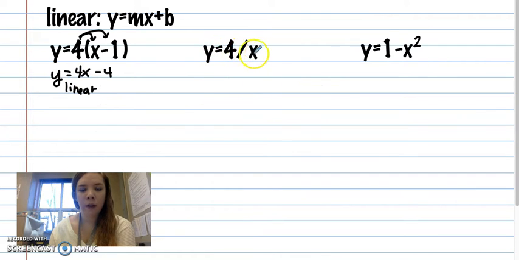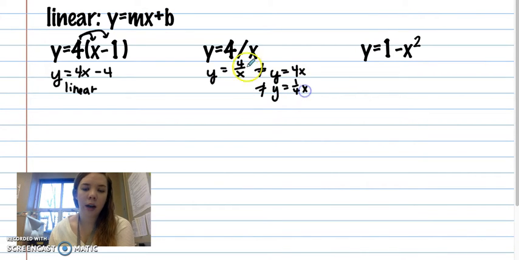Here we have y equals 4 divided by x, like that. This cannot be written in this way, okay? 4 divided by x is not the same as having a number in front, not the same as a fraction in front, okay? 4 divided by x is the same as if I had an exponent of -1, which we'll talk about later this year. And since it has an exponent, it is not a linear function. Okay, so this is nonlinear.